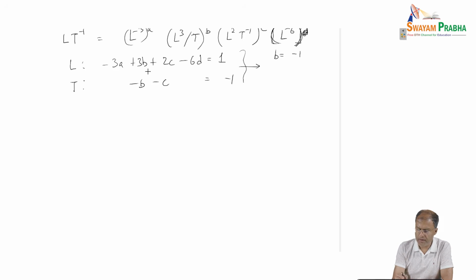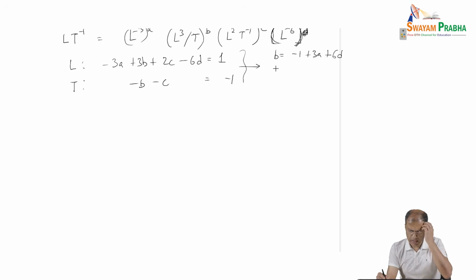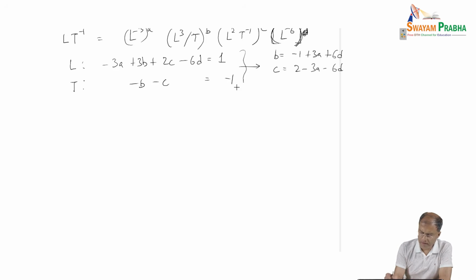So we have a, b, c, d, four unknowns and two equations, which means that we expect two non-dimensional groups, pi 1 and pi 2. So b comes out to be minus 1 plus 3a plus 6d, and c comes out to be 2 minus 3a minus 6d. And from here we can quickly find out the dimensional form of the velocity of pattern formation.